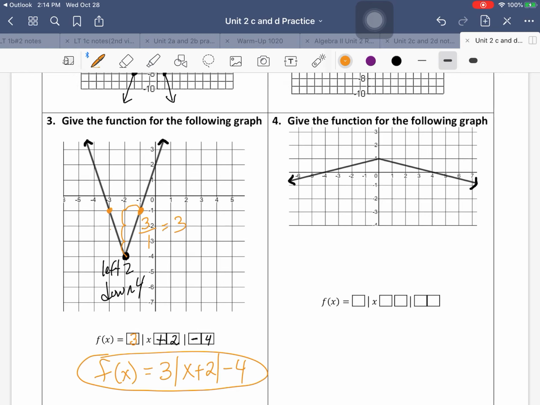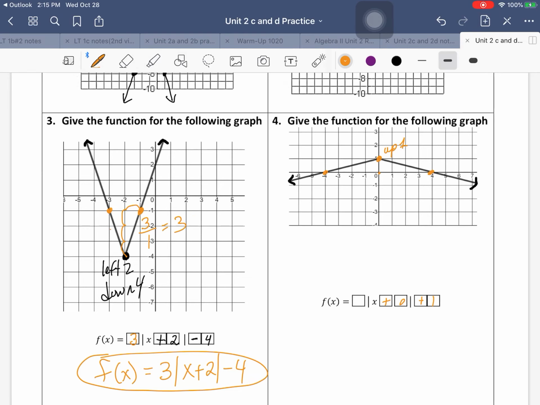All right, next one. Find the function of the graph. So we have the vertex is up 1 from 0, 0. So up 1 would be on the outside, plus 1. X, there's no left or right, so you could say plus 0 or just x. So you actually don't even need that there.